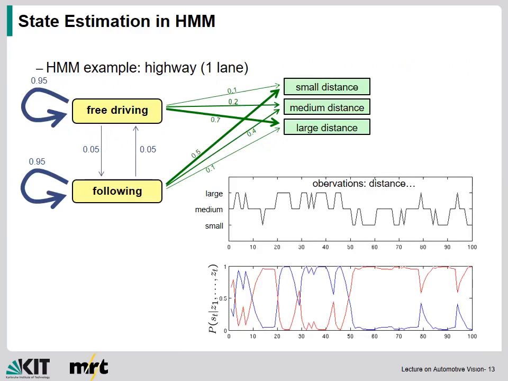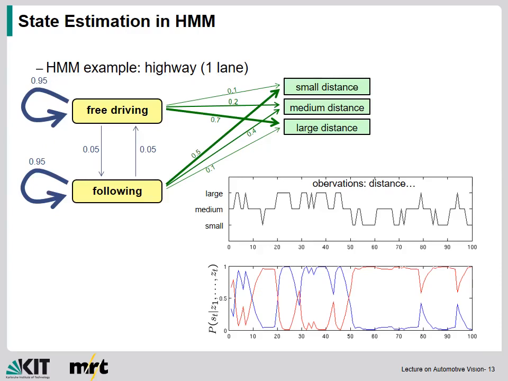Now let us have a look at what is the outcome of this algorithm for some artificial sequence of observations. The hidden Markov model is shown at the upper left corner of the slide. I've reduced it to only a single observation in order to make the visualization a little bit easier. So we have just one observation, the distance, and this distance is changing over time. So you see some plot at the bottom right corner of the slide.